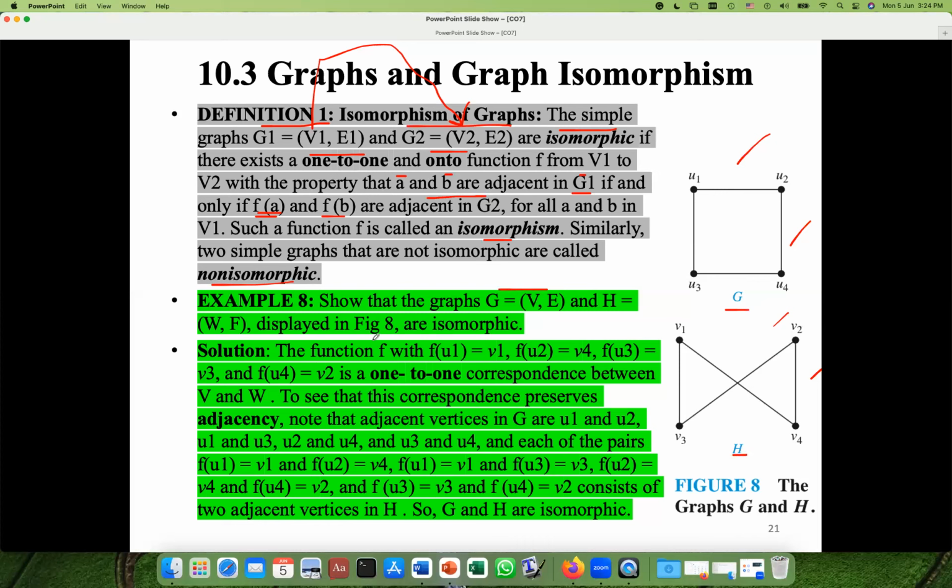Now example 8: show that the graphs G and H given in figure 8 are isomorphic. This is easy, but these questions will become complicated as you go forward. It depends on the graph actually. If the graph given to you is easy, then the answer is easy. Otherwise, it's not easy. So this question is solved according to this definition.